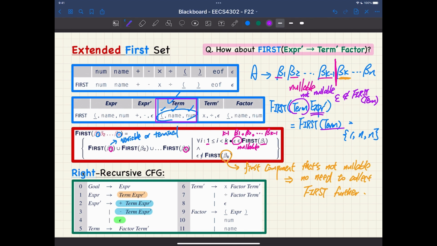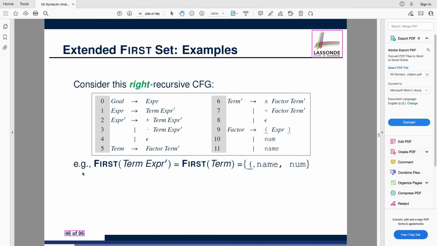Good. So the easiest way to remember how to calculate this is to start from the leftmost. If the leftmost is not nullable, you stop there. If it is nullable, you have to keep going until you hit a wall, meaning that it's not nullable anymore. Just remember that. All right? Let's now take a look at another example over here.